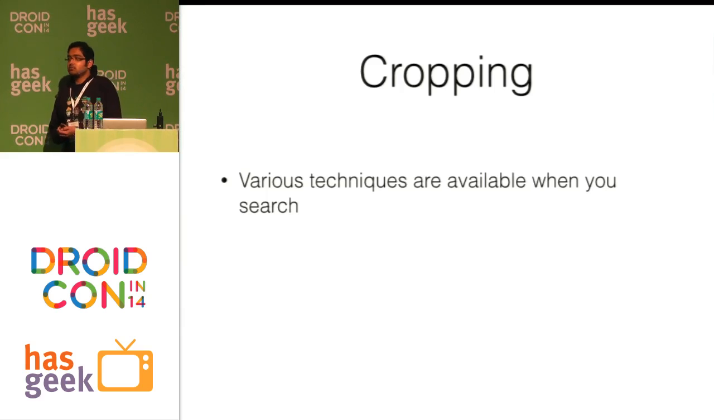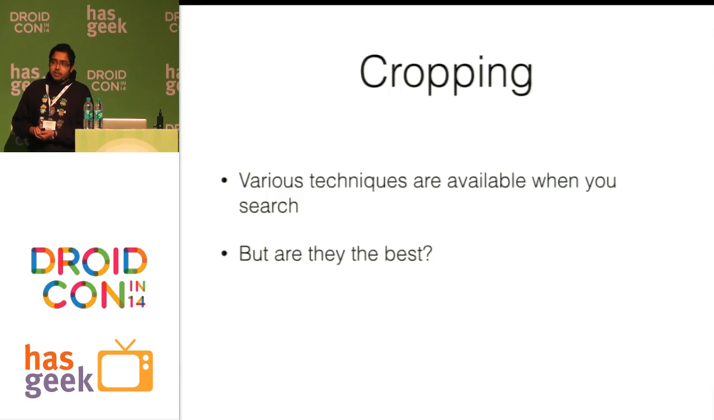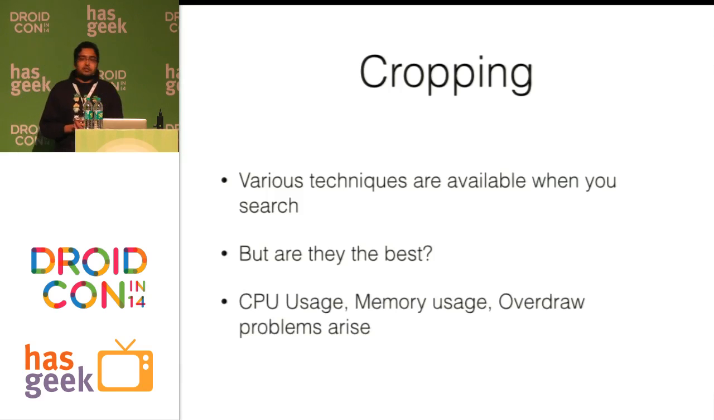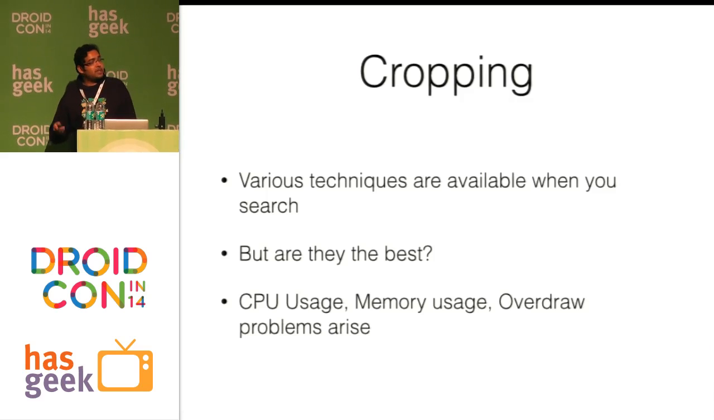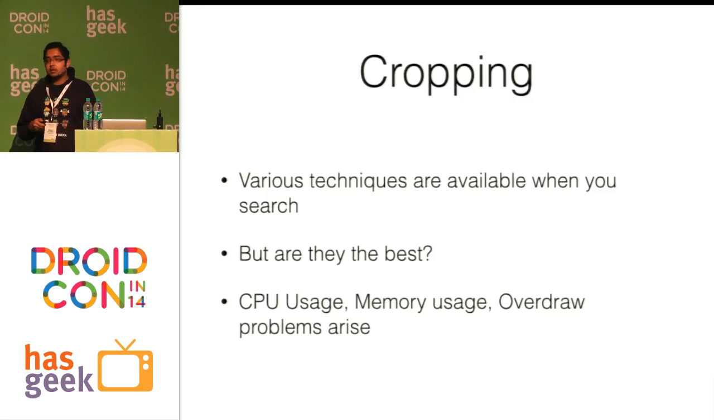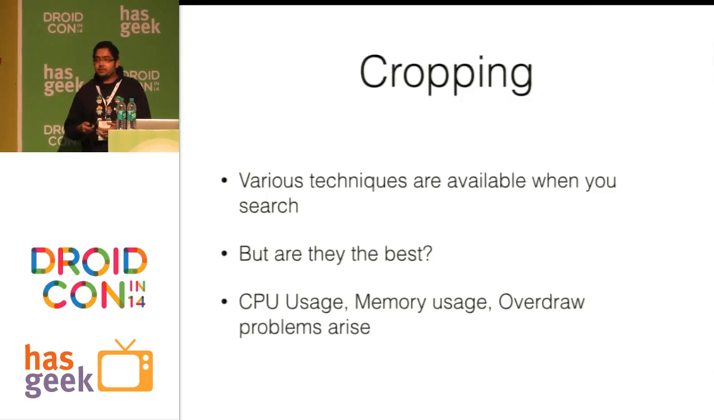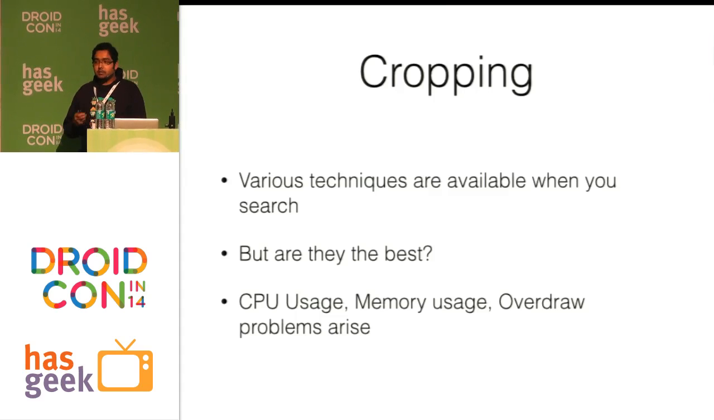But how do you know if whatever you have done is the best? After you implement it, later on you'll notice a lot of issues. You might notice that one particular technique is occupying a lot of CPU usage, and you see a lot of jank in your list when you scroll. You might see that one technique is creating extra processed bitmaps, which is causing memory usage. And you might also see other techniques causing overdraw problems in your app.